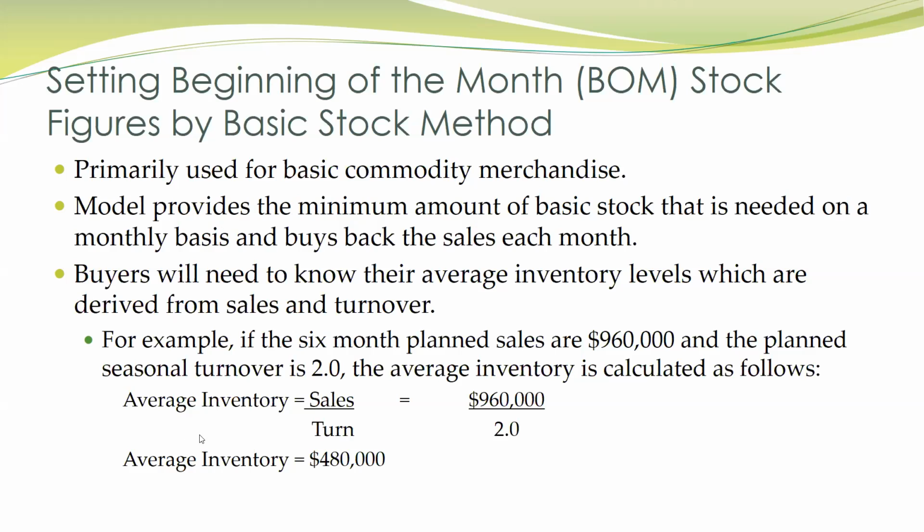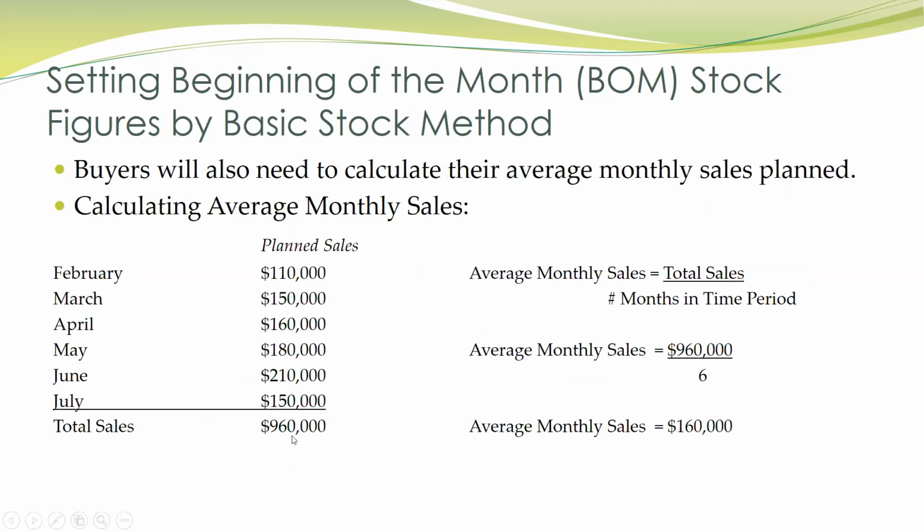What we do in the basic stock method is we first calculate our average stock. If turnover is given, we do it by sales divided by turnover. For this problem, you're going to do sales divided by turnover to get your average stock. The second step is calculating your average monthly sales. If it is for a season, then you divide your total sales by 6 to get your average monthly sales.